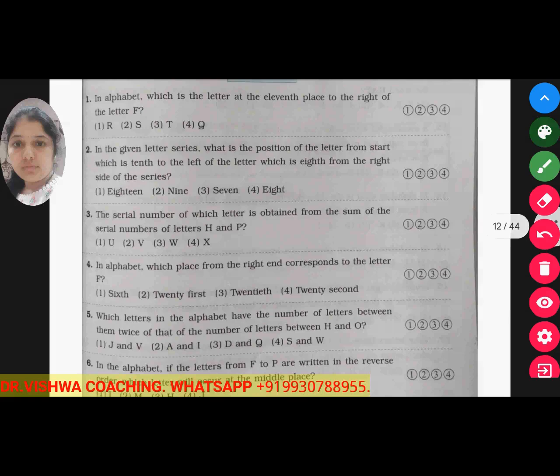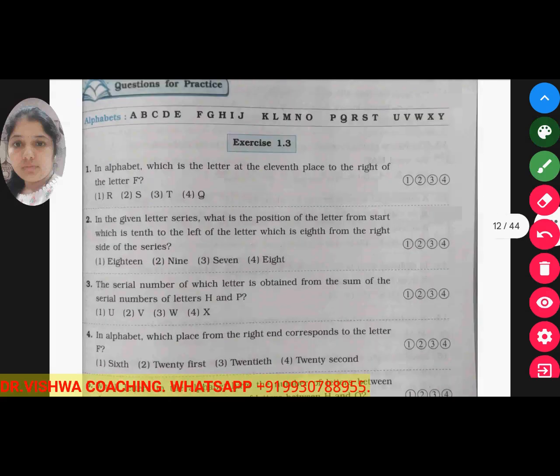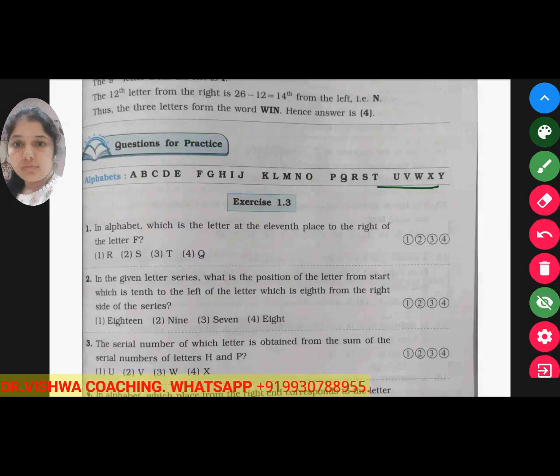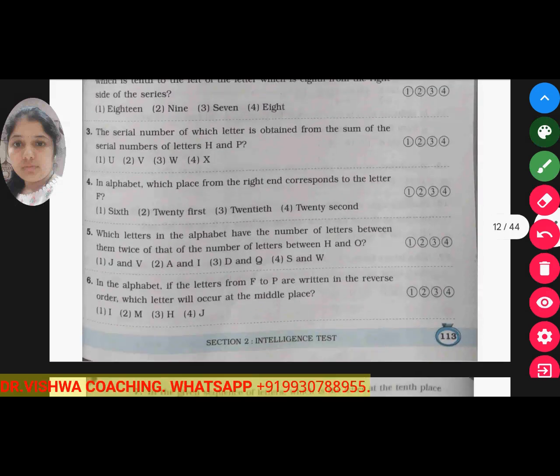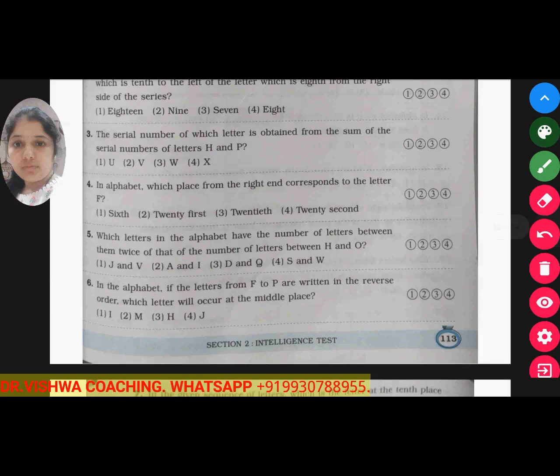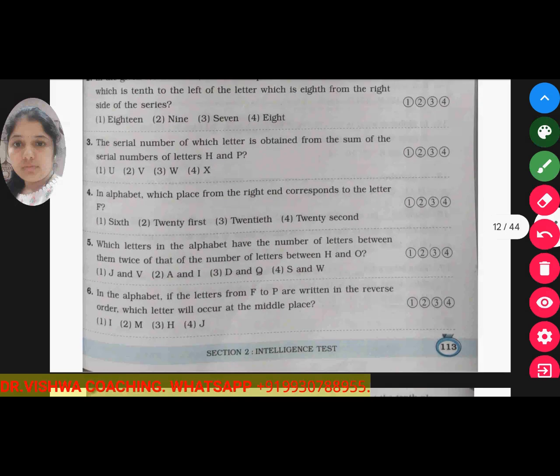In the alphabet series, which place from the right end corresponds to the letter F? Now see, 5, 10, 15, 16, 17, 18, 19 and 20th position. F is at 20th position from the right. So 20th position is the correct option here. So option number 3 is the correct choice. So like this you can solve the questions that are based on letters.